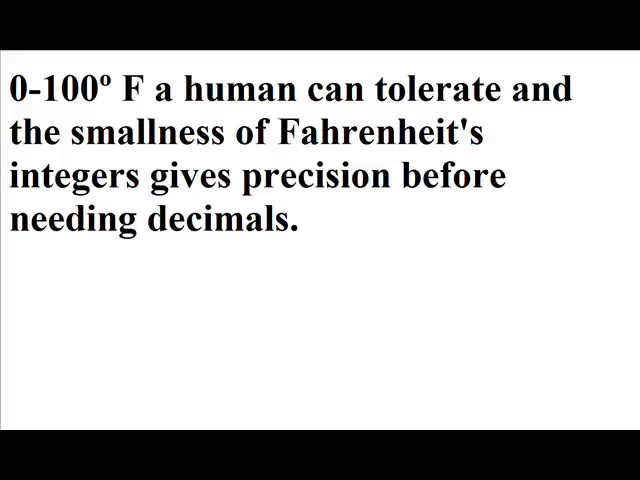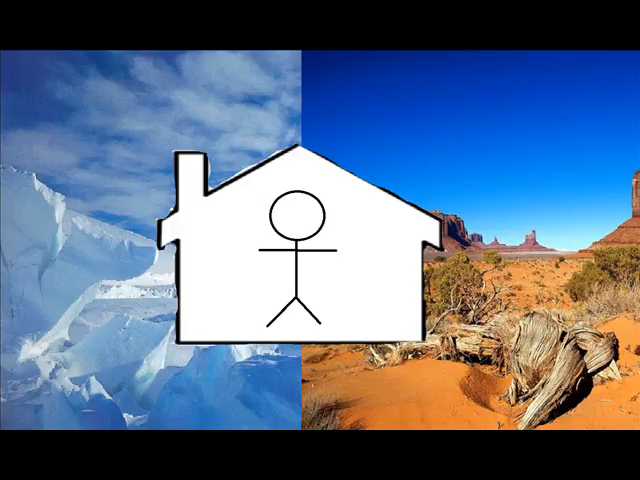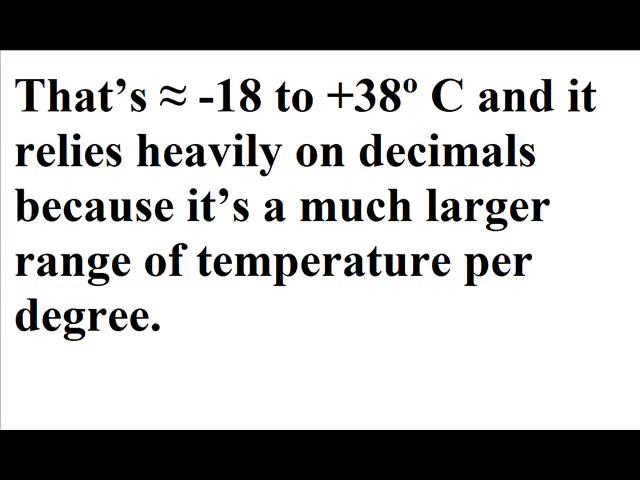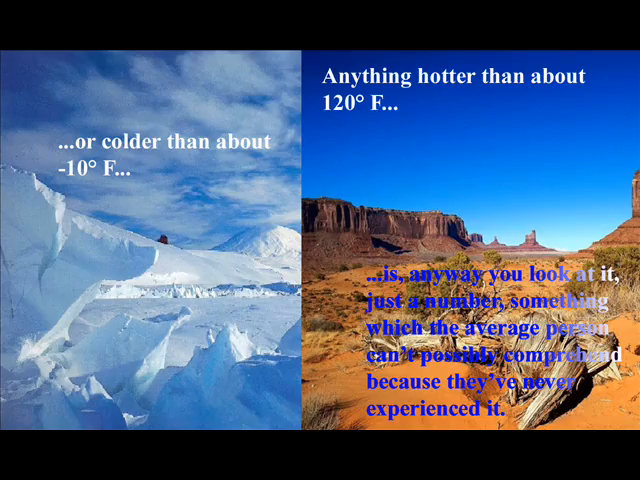This is why Fahrenheit makes sense and is best over Celsius. It's based, intentionally or not, upon the temperatures which we humans can tolerate. If it is higher than 100 degrees Fahrenheit or below 0 degrees Fahrenheit outside, then stay inside. That's the typical range of weather. In Celsius, that is approximately -18 degrees to +38 degrees, and it relies heavily on decimals because it's a much larger range of temperature per degree.